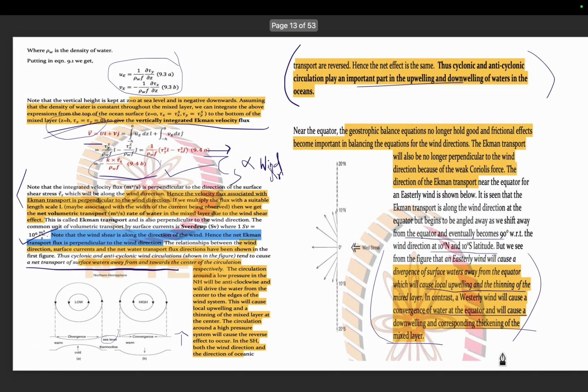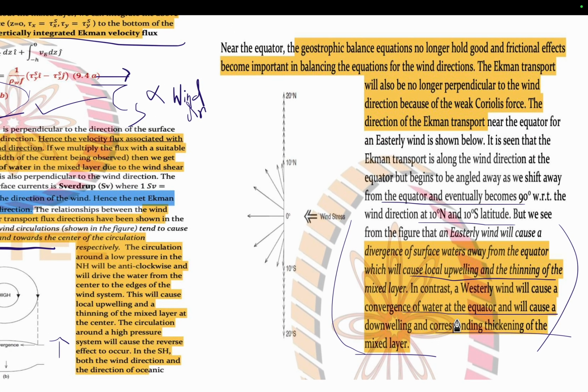Excuse me, ma'am. Yes. I could not understand convergence. Divergence part is okay for easterly wind, but for westerly wind, how does it cause convergence? Yes, so we have to be more careful here. Convergence means more water will be coming there, is it not? Yes, but how? Westerly means the wind flows in the opposite direction of easterly. But it is again in the horizontal direction. Then how does the convergence effect come?